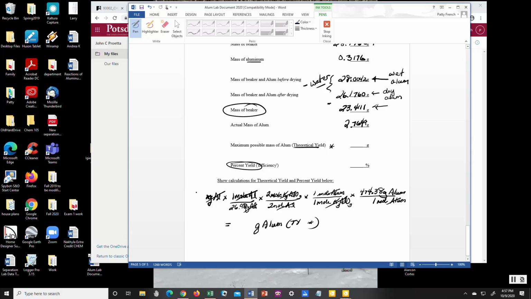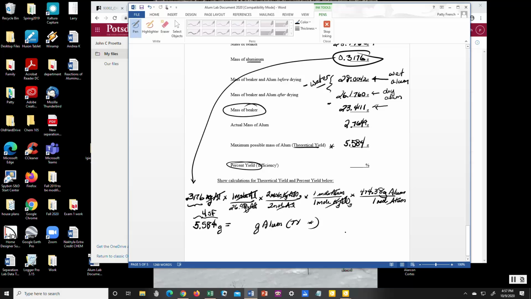And when I plug this in, starting with my mass of aluminum, 0.3176, I end up finding my theoretical yield is 5.584 grams. Now, why do I stop there? Because this is 4 sig figs, and I only started with 4 sig figs. So my theoretical yield is 5.584 grams.